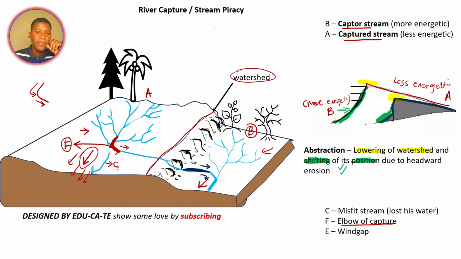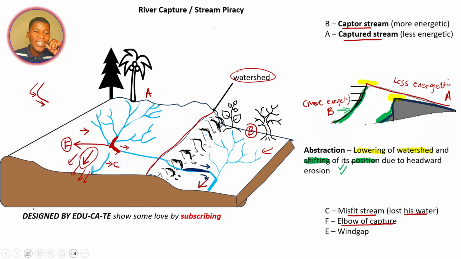So I will label that as C. That's a misfit stream. The misfit stream is actually coming from the captured stream, because A was a captured stream. It has lost its waters to B because it has started flowing towards B. So this forward part of A will remain a misfit stream. It has lost its water.